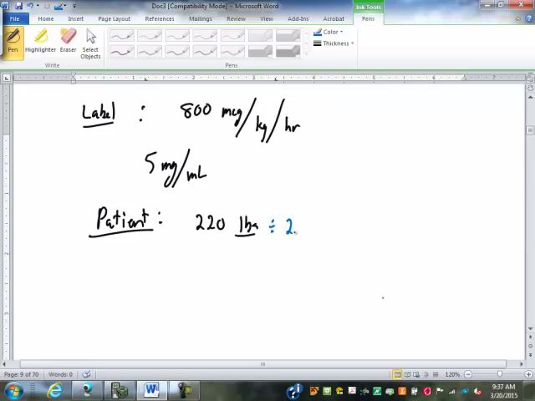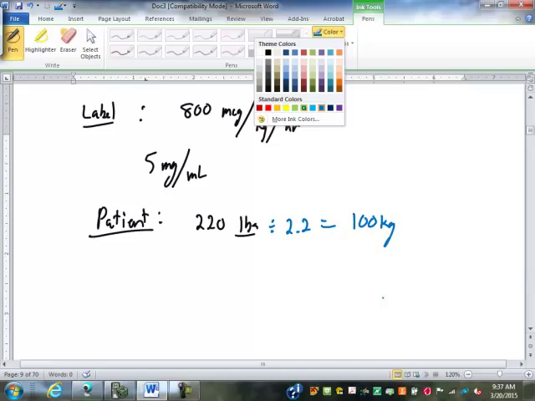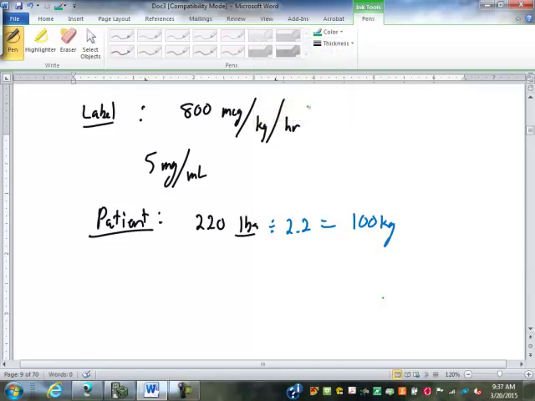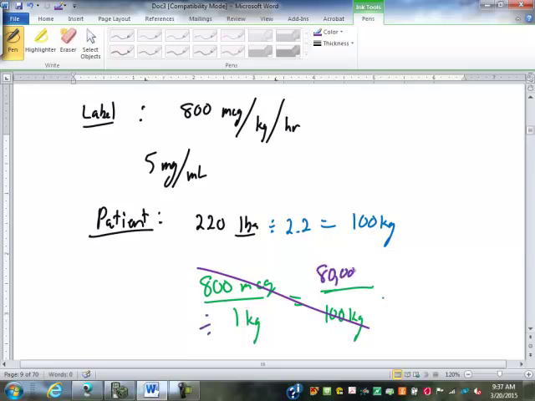Find the weight. So you're going to divide by 2.2 to give us 100 kilograms. Then what? Oops, that should be micro. It's 800 micrograms per 1 kilogram, and then 100 kilograms over here. Cross multiply and divide. We're going to get 80,000 micrograms to this patient.